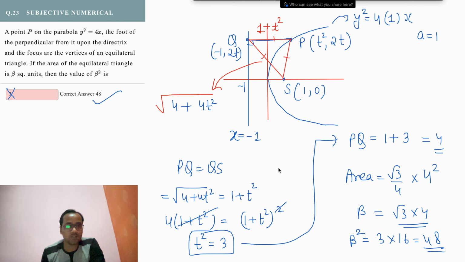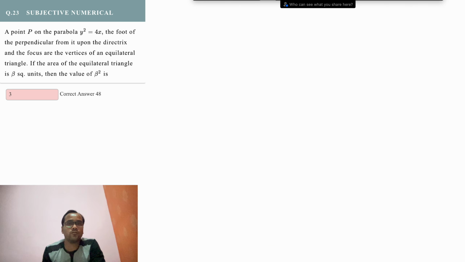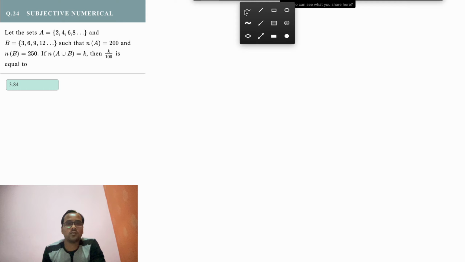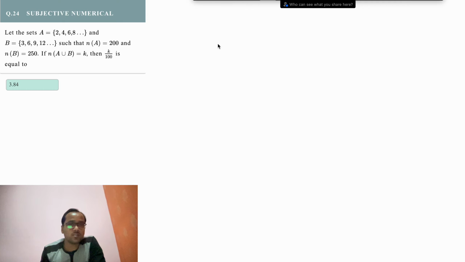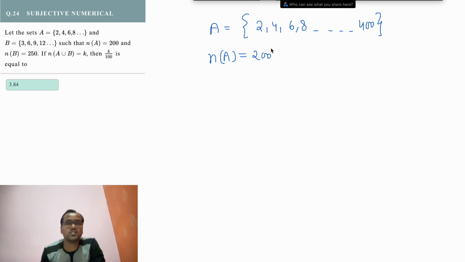I hope this question is clear. Now let's move on to question number 24. Question number 24 says the set A has elements 2, 4, 6, 8, and so on. NA is 200. That means the last entry will be 400, because these are even numbers, multiples of 2.